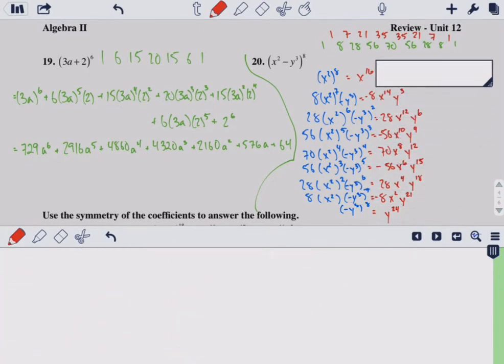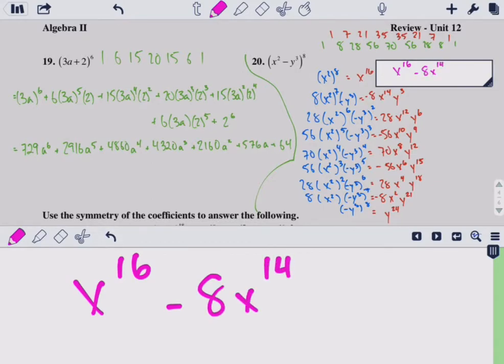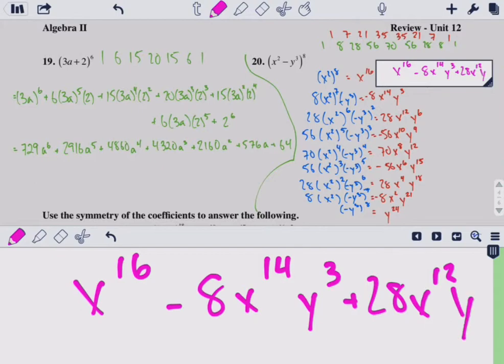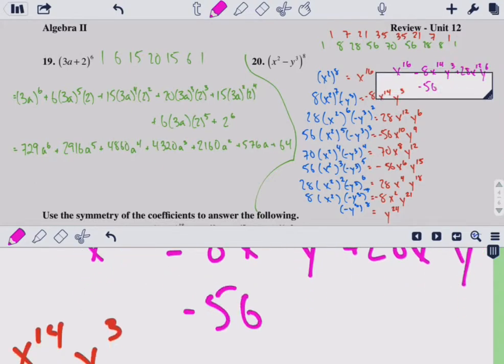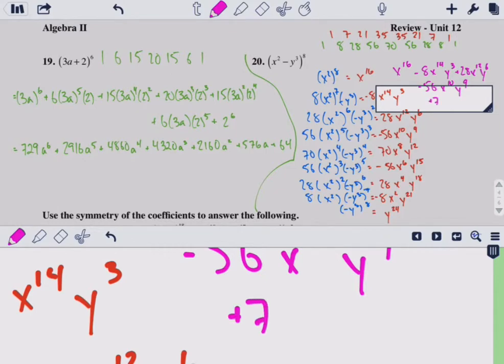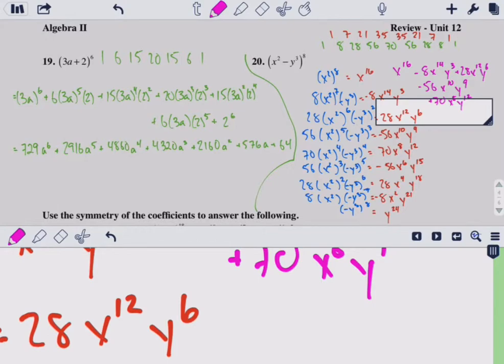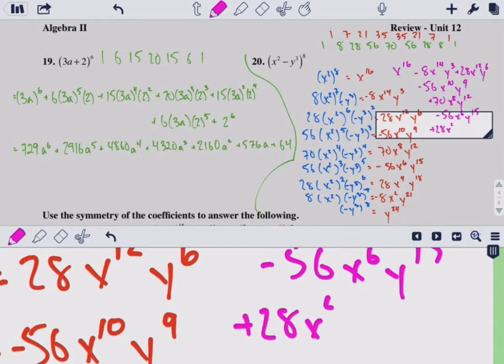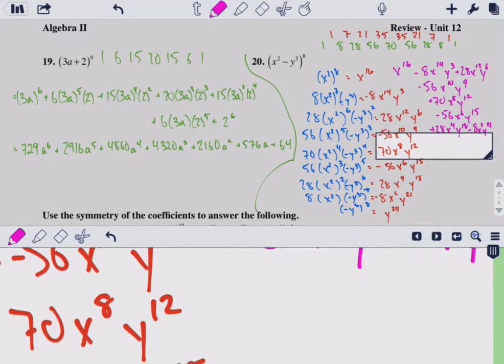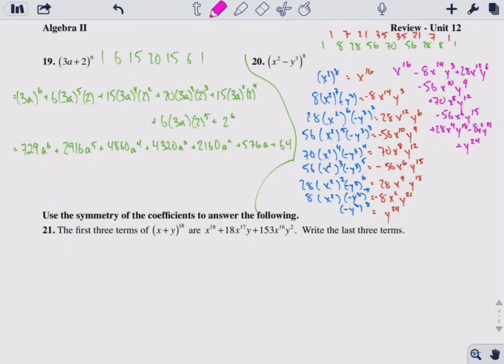So you add all those together. I don't really have a lot of space here to do that, but I'll start. x to the 16th, minus 8x to the 14th, y cubed, plus 28x to the 12th, y to the 6th, minus 56x to the 10th, y to the 9th, plus 70x to the 8th, y to the 12th, minus 56x to the 6th, y to the 15th, plus 28x to the 4th, y to the 18th, minus 8x squared, y to the 21st, and the last one is plus y to the 24th. Okay, and so that's your answer there.